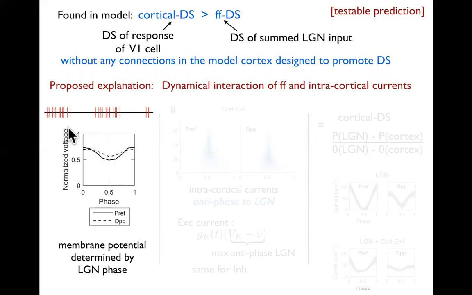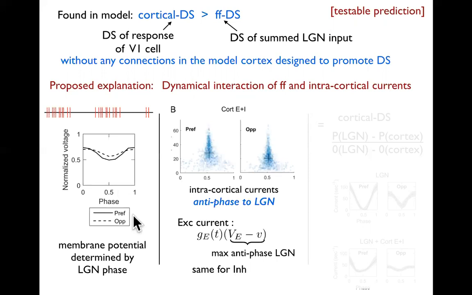In the V1 simple cell, the LGN input that it receives looks like this. It modulates the membrane potential, which on average is higher during this on period and lower during this off period. So there's a phase in the membrane potential of the recipient V1 cell that is dictated by the arrival of the LGN spikes. You can check that very clearly in the model, and in any integrate-and-fire neuron this is true. This is actually also true, I believe, in experiments, as one could see in the plots. This is 100% true.